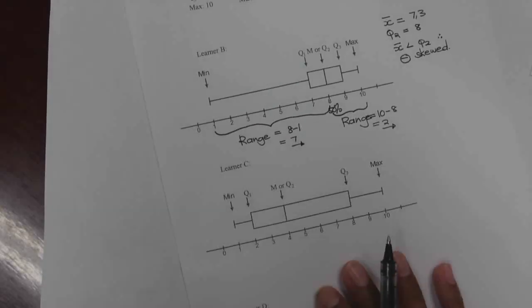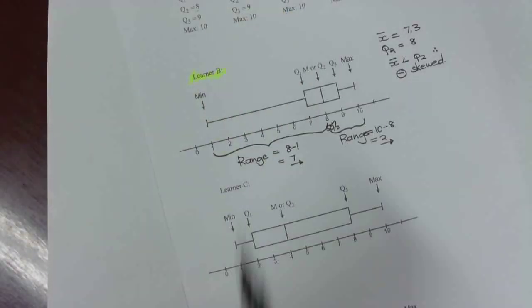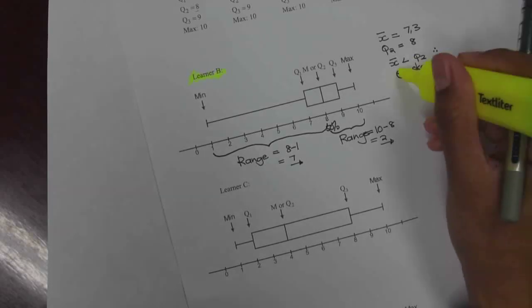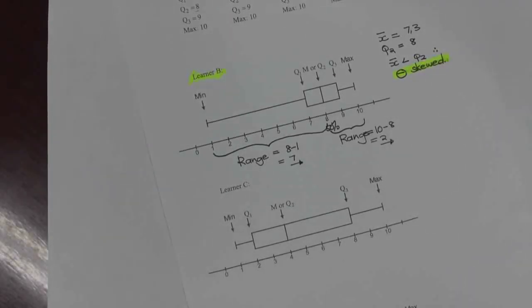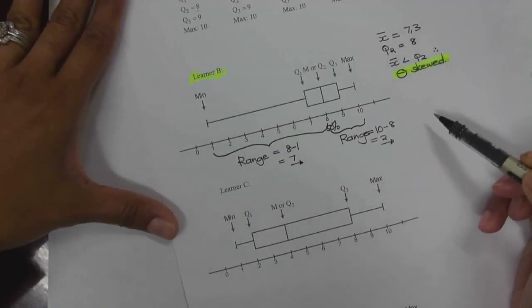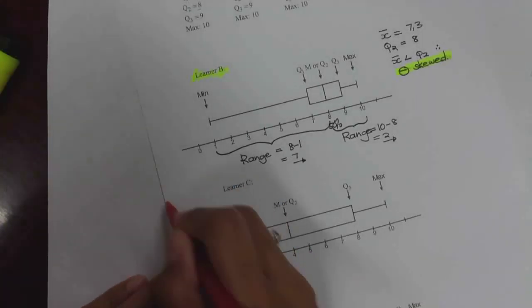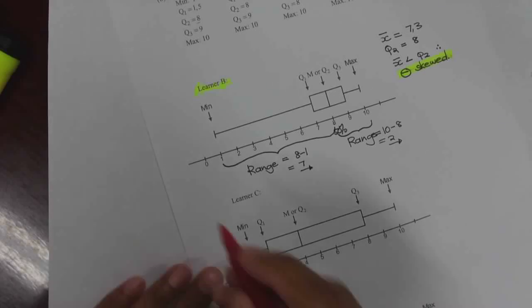Let's go to learner C. So that's learner B. So learner B is negatively skewed. So if we have to ask you a question, the question that can be asked is, discuss the performance of each learner by looking at the distribution of scores in terms of the spread about the mean and median. And that's exactly what I'm doing right now. I'm discussing the distribution and what it actually means in terms of the spread of data.